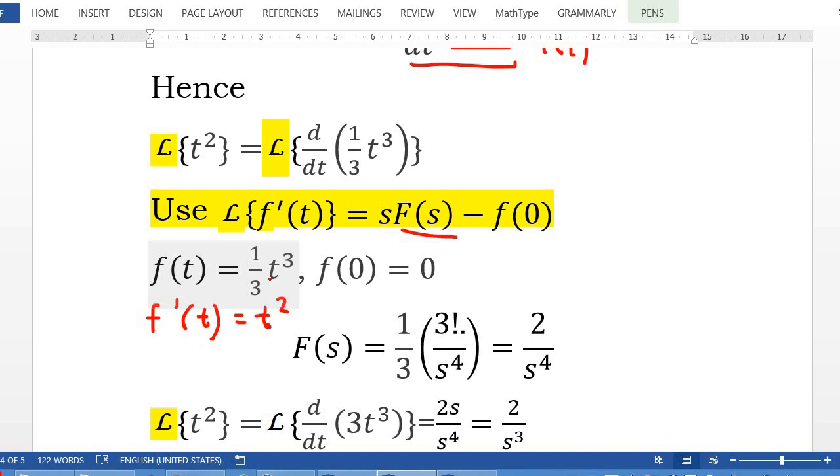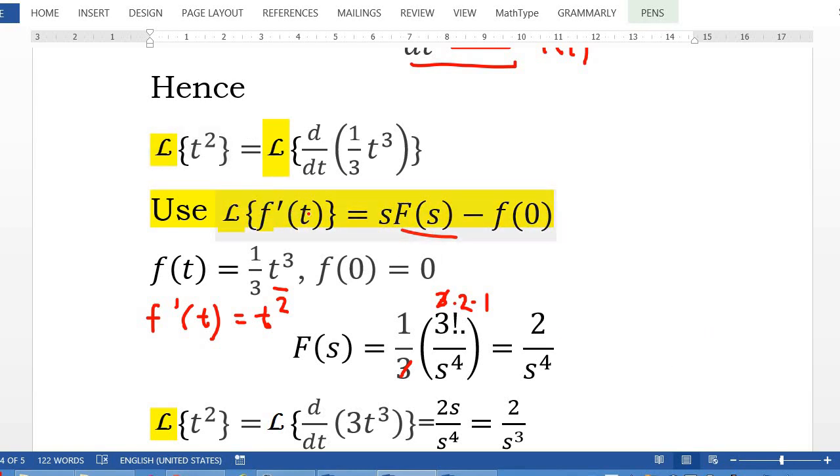For 1/3 t cubed, we use the table of Laplace transforms. So you have 1/3 times the Laplace transform for t cubed, which is 3 factorial divided by s to the power of 4. 3 factorial is 3 times 2 times 1, so the 3 and 1/3 cancel. You get 2 over s to the power of 4.